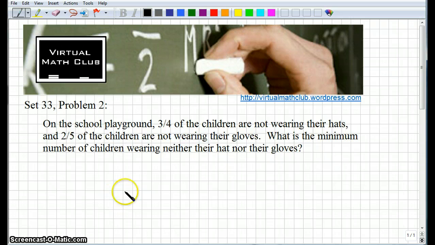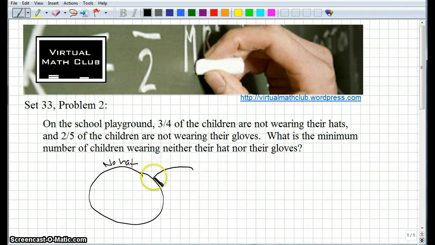Alright, well, when you see these kinds of problems where you've got sets of kids that overlap, my hint to you would be to draw a Venn diagram. So we're going to draw a circle here that represents all of the kids who are not wearing their hats. So this is no hats. And let's draw another circle that represents all the kids who are not wearing gloves. So this set has no gloves.